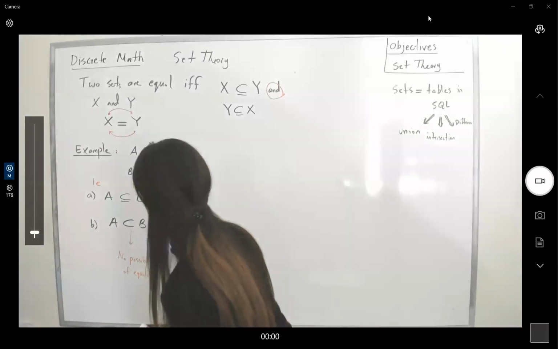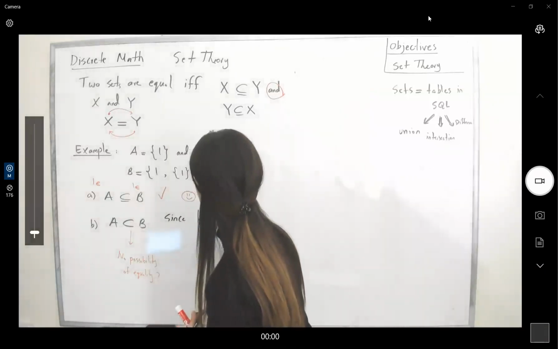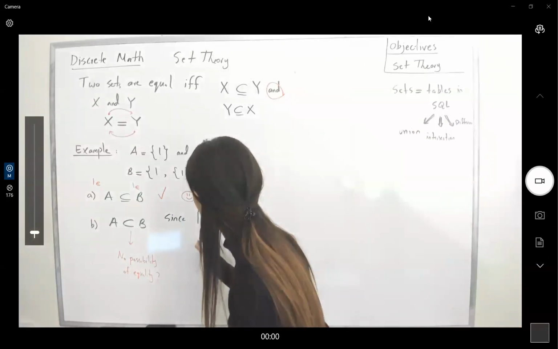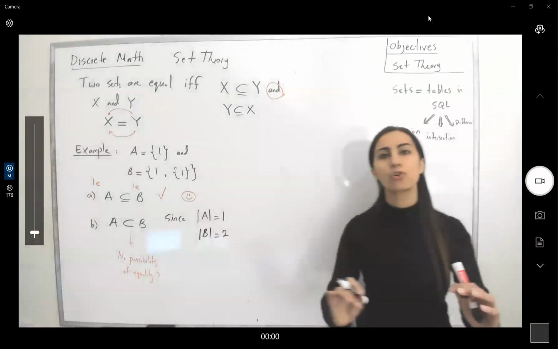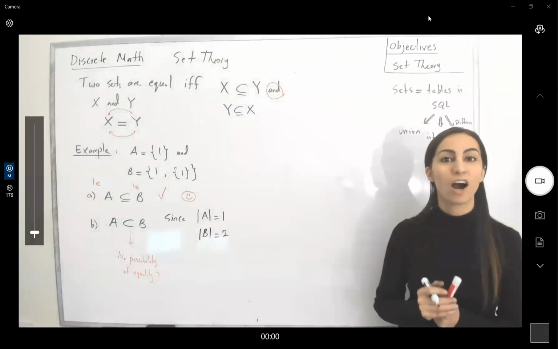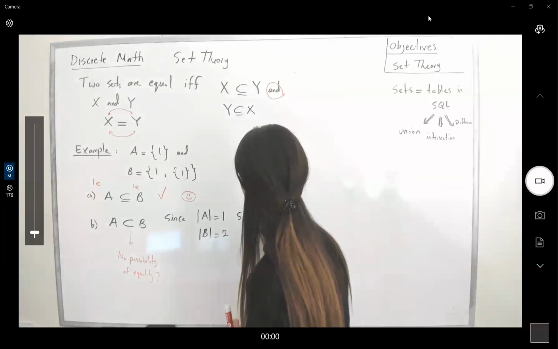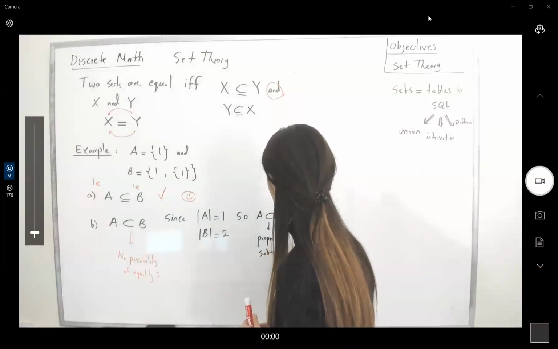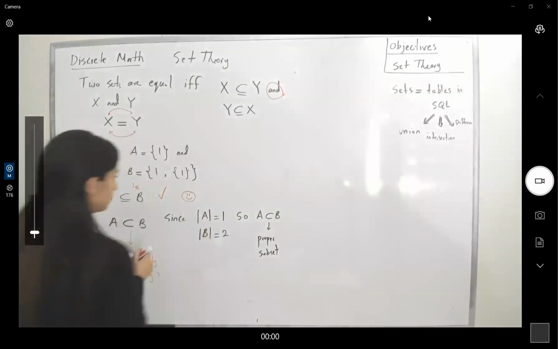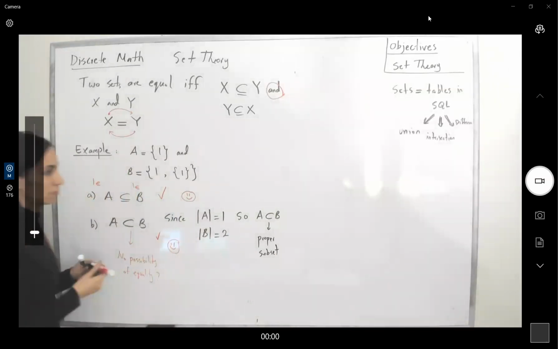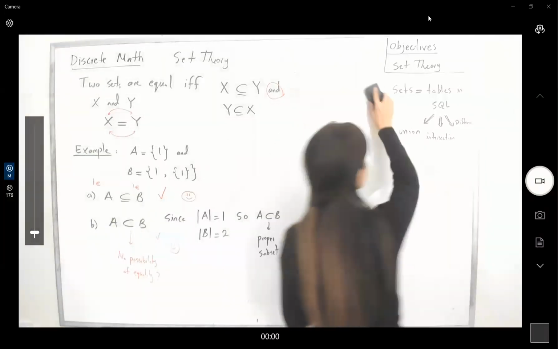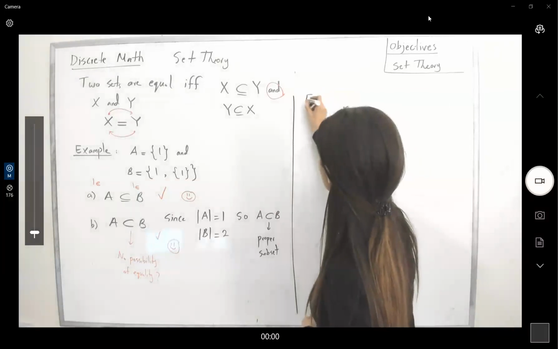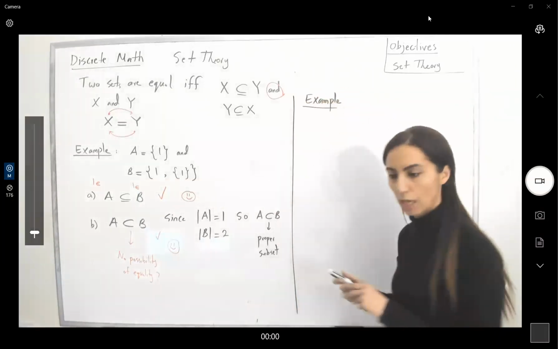So you can write, since the cardinality of set A is equal to 1, the number of elements in set A is equal to 1, and the cardinality of set B is equal to 2, for sure you can say that A is a proper subset of B. So A is a proper subset of B. So this is true. Example for you.